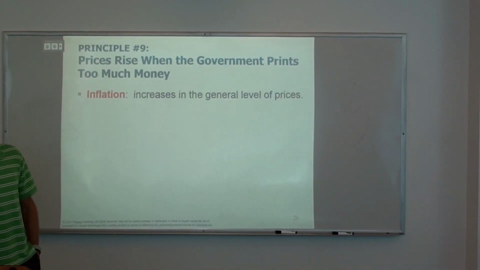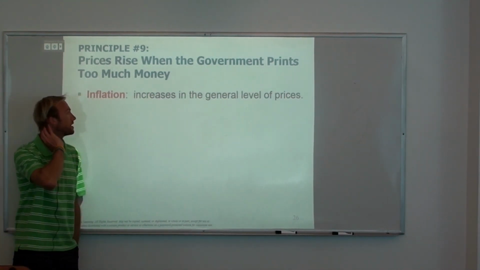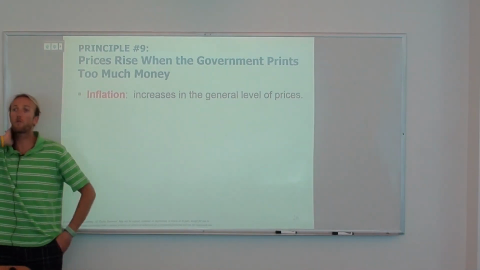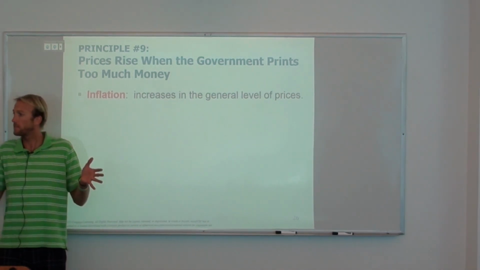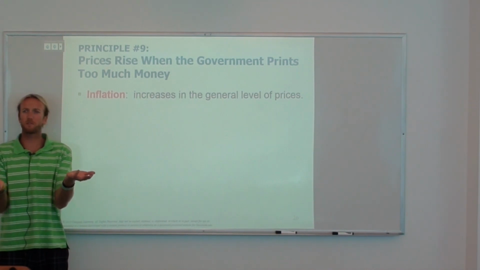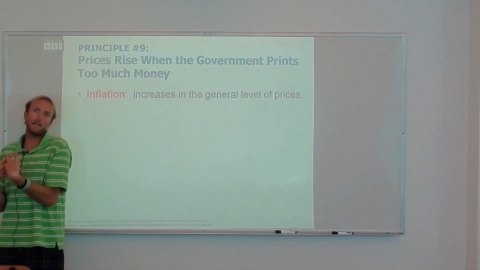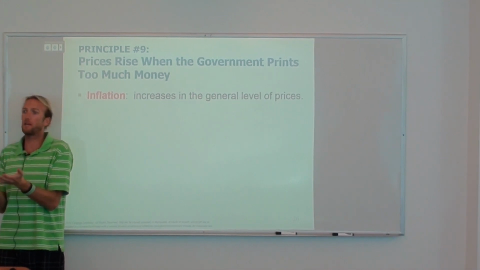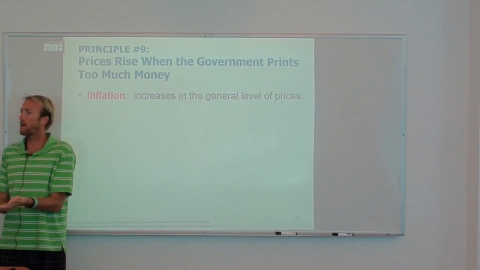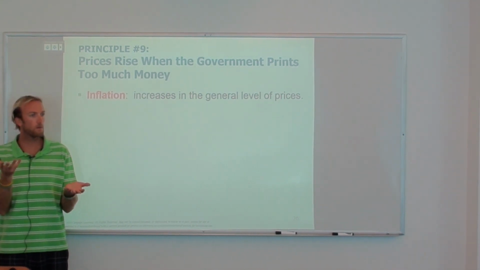Prices rise when the government prints too much money. Inflation. That means that prices overall are getting more expensive. Maybe you've sat and thought, why do prices get more expensive? Why is a stick of chewing gum more expensive now than it was 50 years ago? It used to be like 3 cents or 5 cents, right? Have you ever sat down and thought about that?